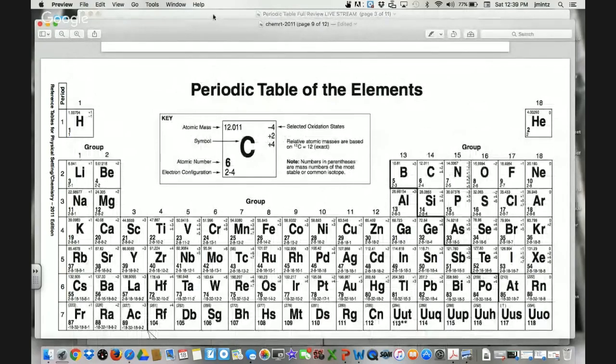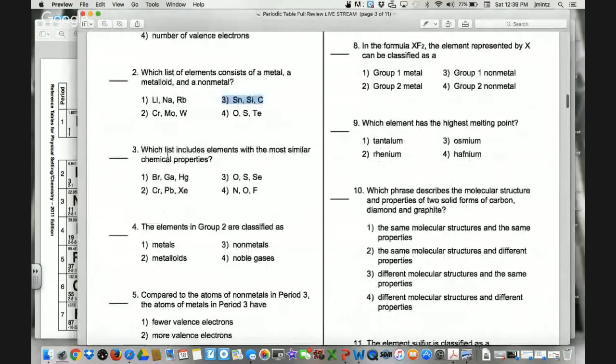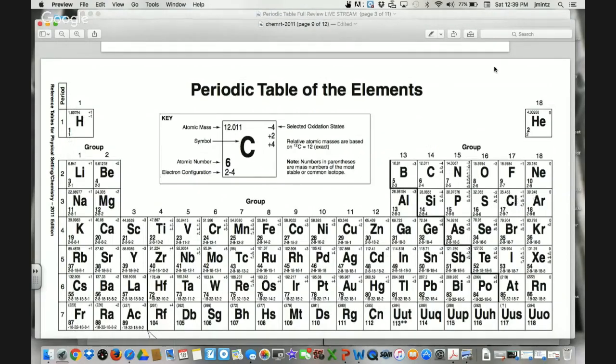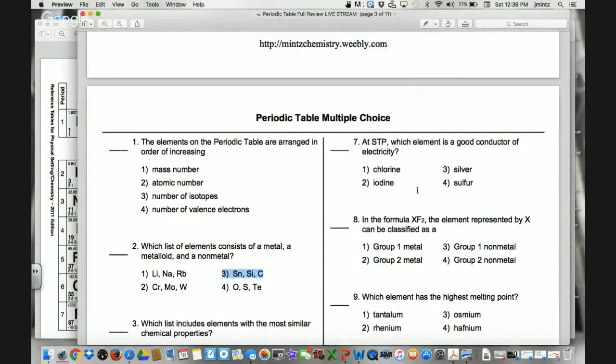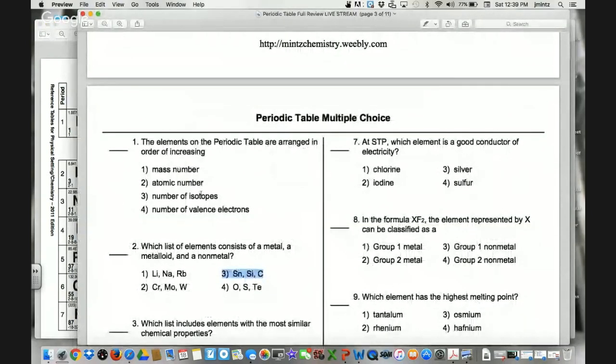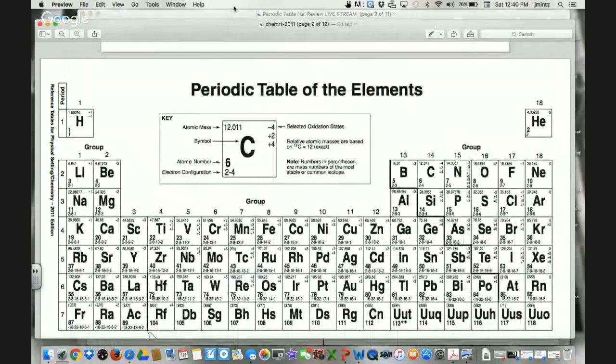Very easy question, okay? Right, number 7, at STP, which element is a good conductor of electricity? So that's a way of asking you which one of the following is a metal. So a good conductor of electricity. Chlorine is a non-metal. And in case you didn't know the symbol, you can look it up on Table S, but here's chlorine, non-metal. Iodine, also a non-metal, that's I. Silver is Ag, which happens to be a metal. That's probably our answer. And sulfur is a non-metal over here, so it is not going to be a good conductor.